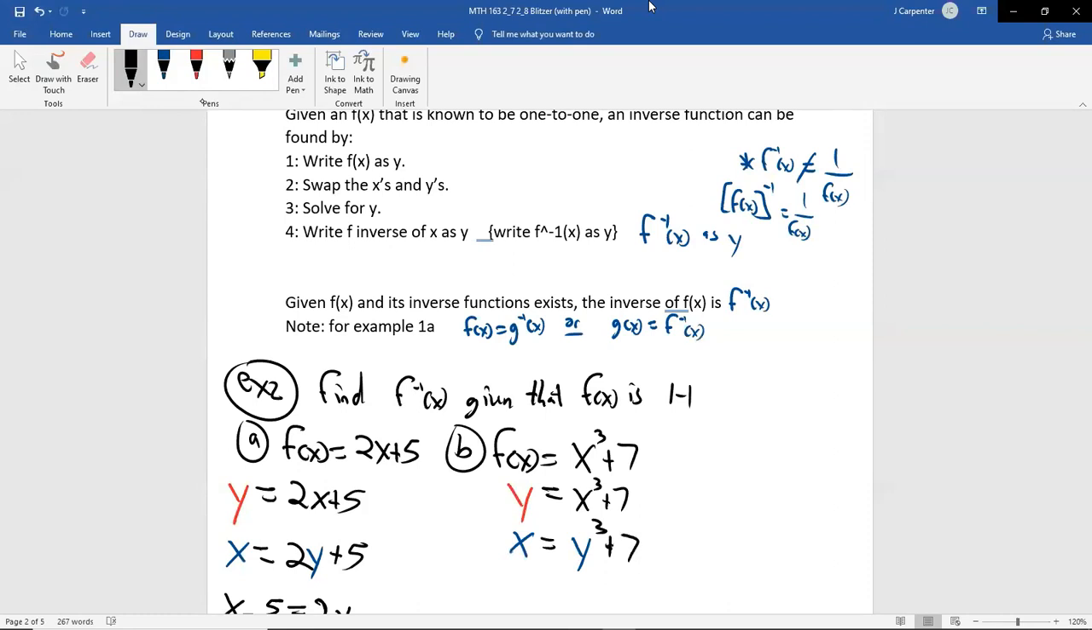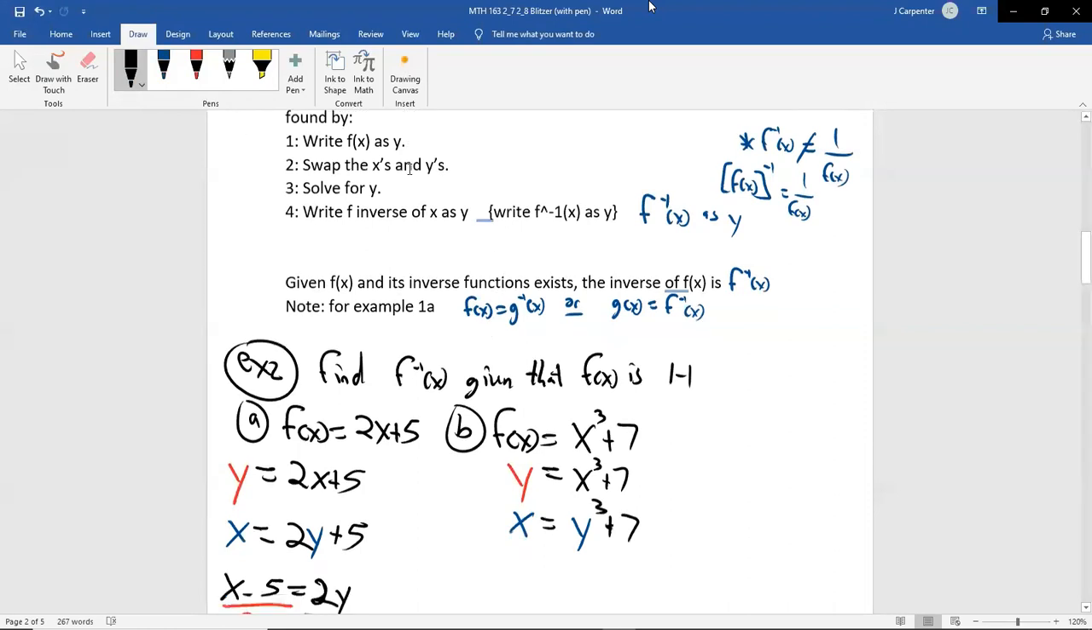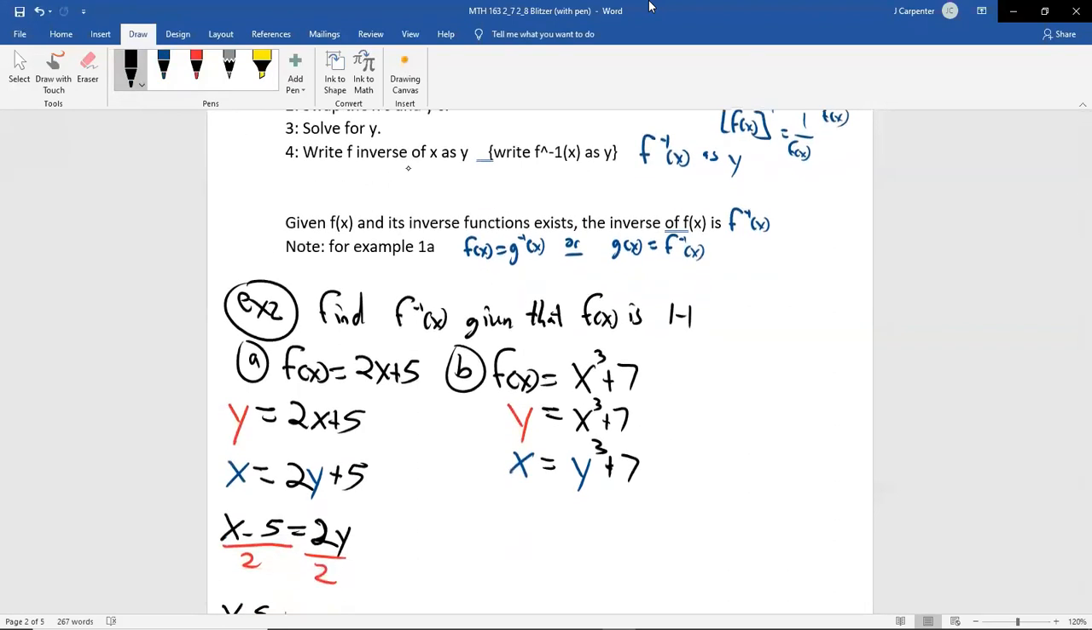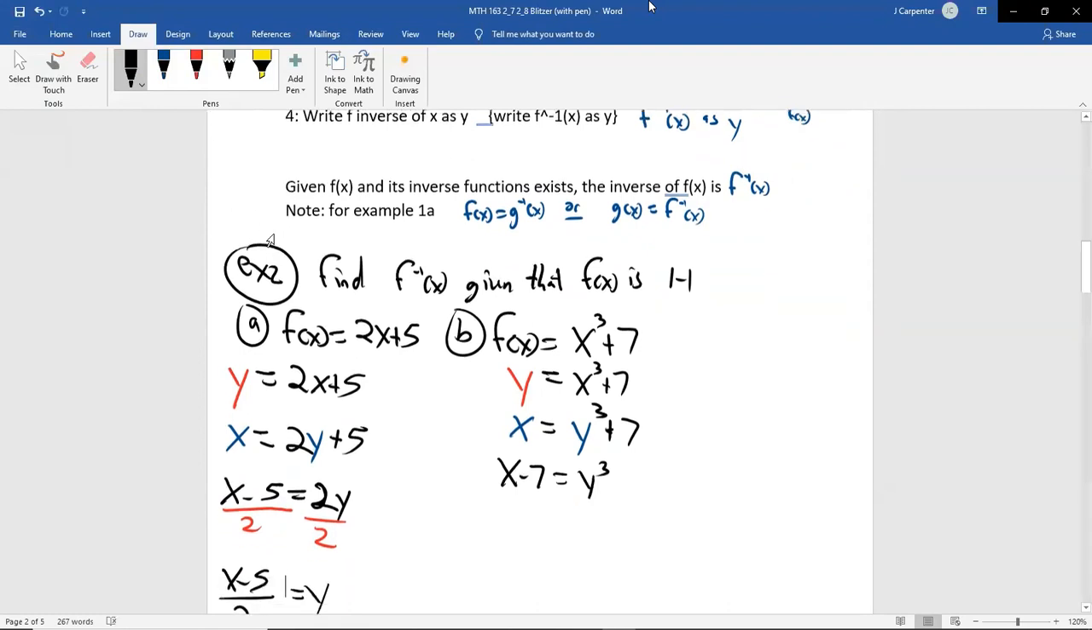You're literally just swapping the variables, no other components. And then your third step is going to solve for y. So we will subtract 7 on both sides. I'm not going to show that algebra there. You get x minus 7 equals y cubed. But I will show this step.